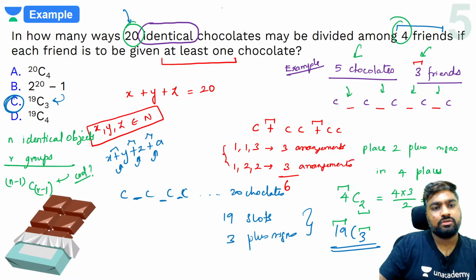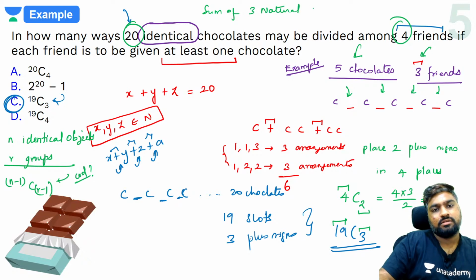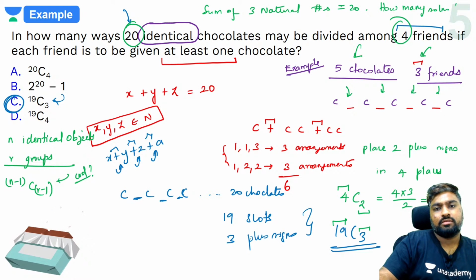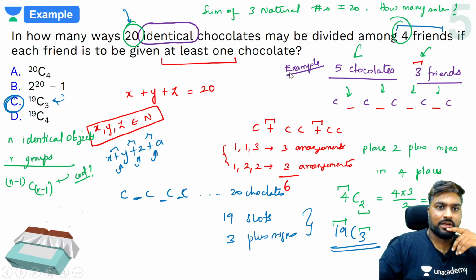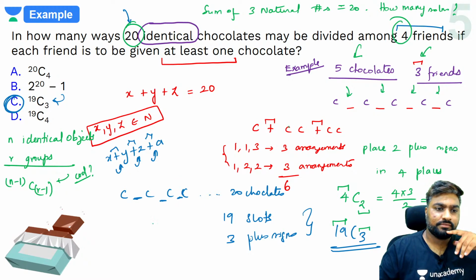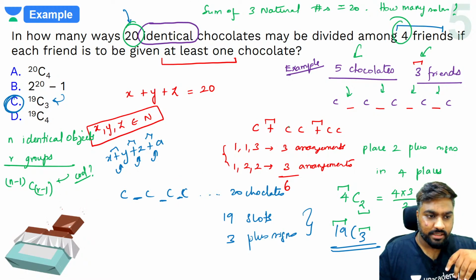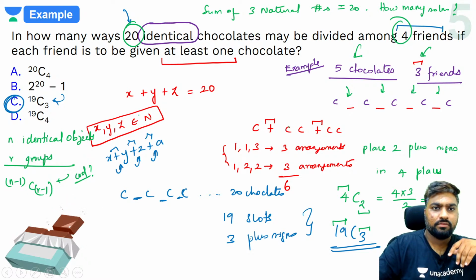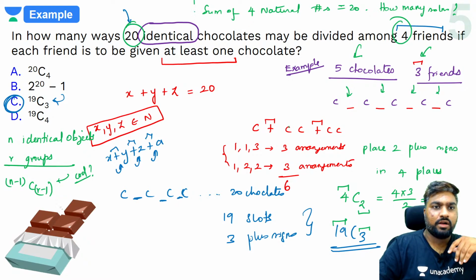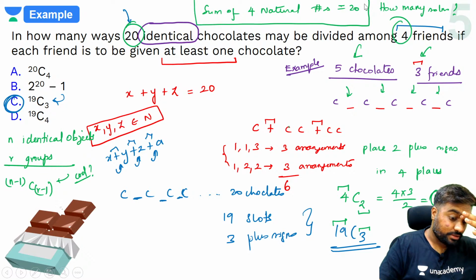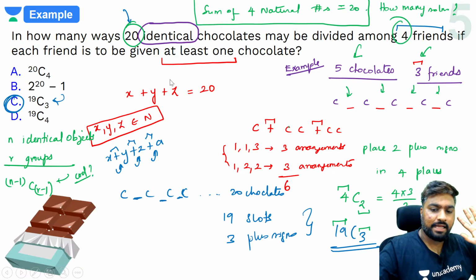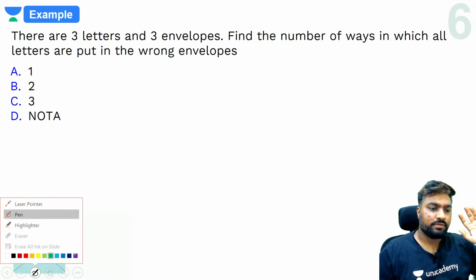This is very similar to: sum of 3 natural numbers is equal to 20. How many solutions are possible? Same logic. Not sum of 3, sum of 4. Yeah, sum of 4. Not 3, sum of 4. Sum of 4 natural terms is equal to 20. How many solutions are possible? Same logic. Done? Let's try another one.